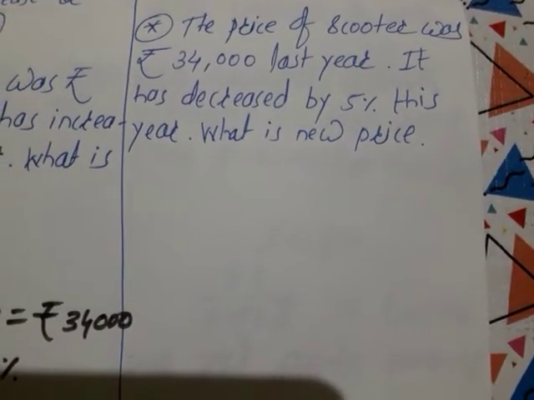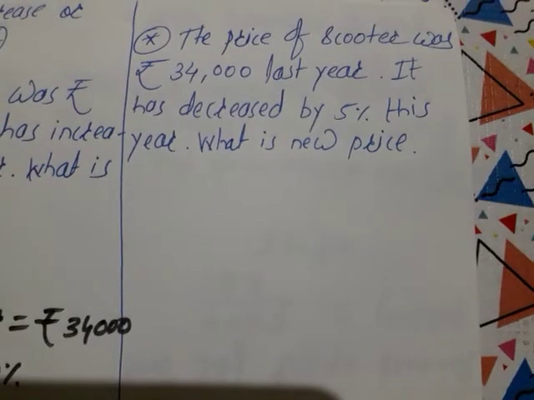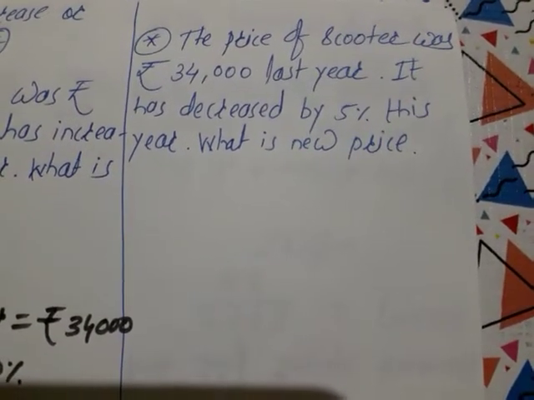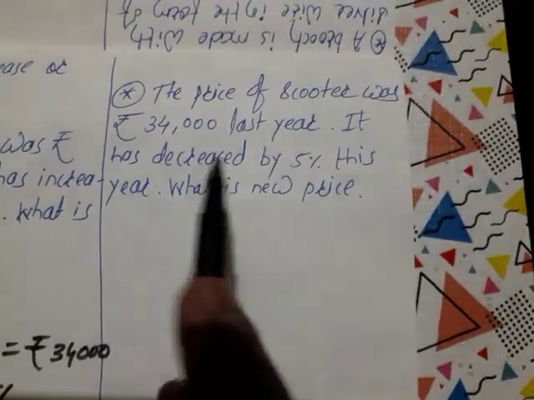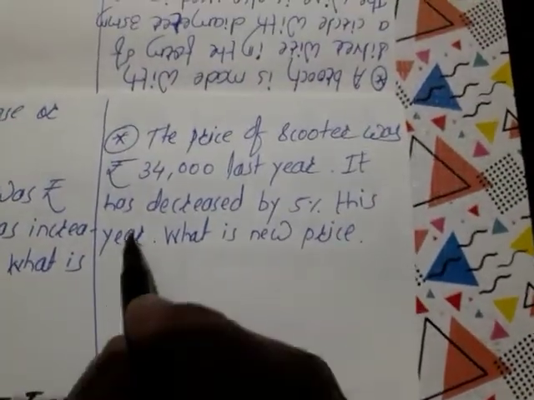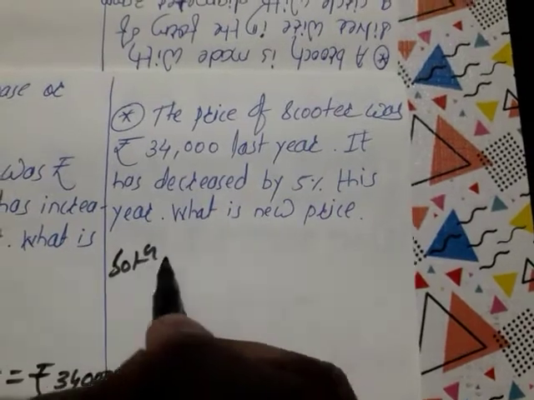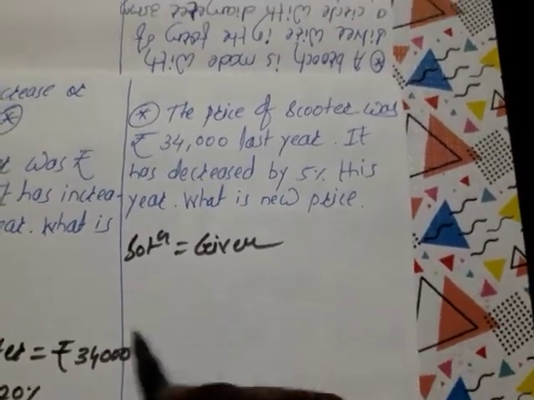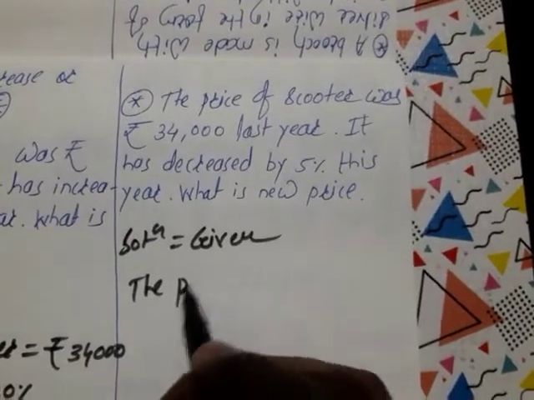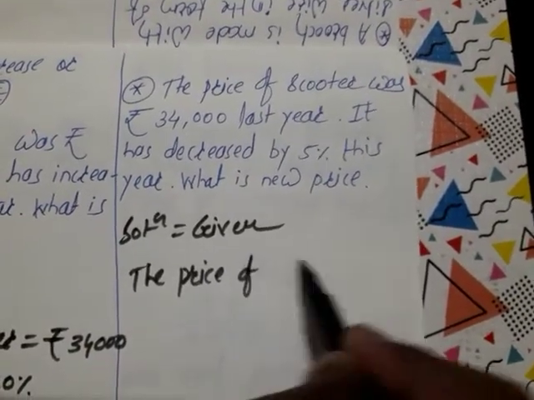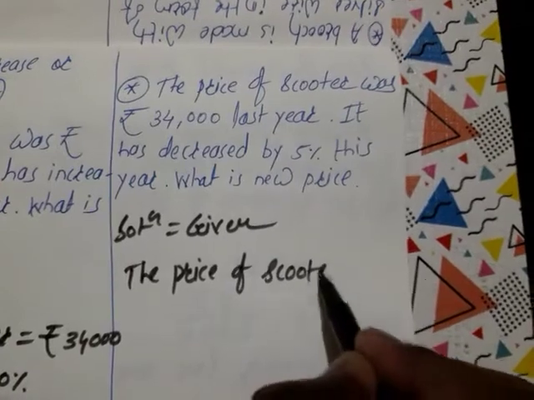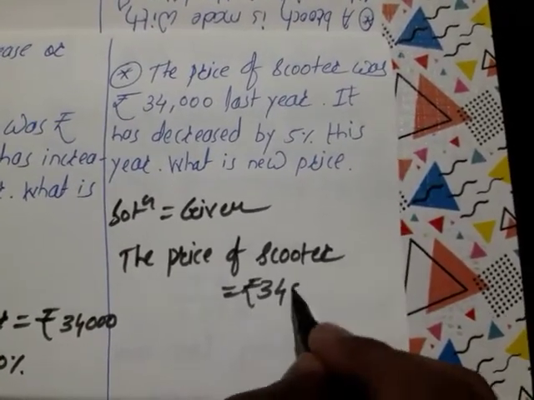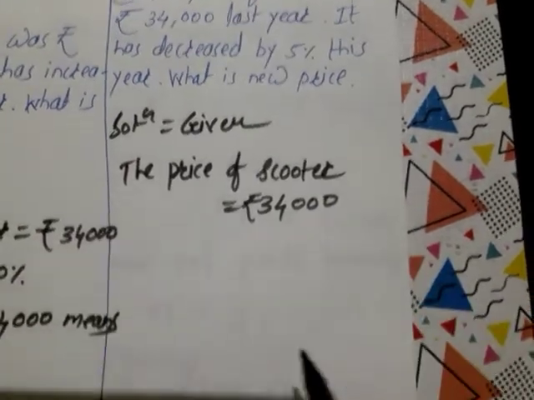Same thing we have to follow. First of all we have to find out the decreased amount, and that decreased amount we have to subtract from 34,000. Because here what happened? Value is decreased. Solution: given, what is given? The price of the scooter. What is the price of the scooter? 34,000 rupees. Got idea?